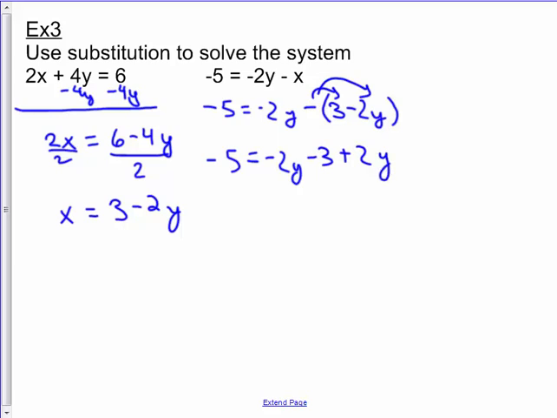And at this point now I look and I'm going to combine my like terms. So I combine the -2y and the positive 2y, but I get 0y. They cancel out. So I'm left with this, -3 equals -5. Well, is that true? No. What does that mean? When the variables dropped out and we had an untrue statement, it is no solution.